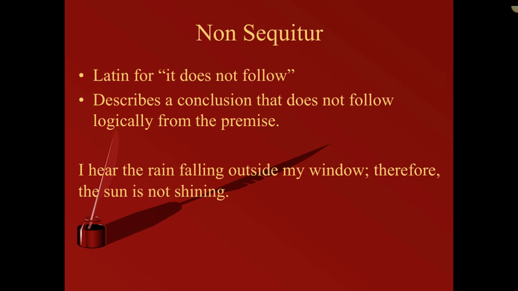Non sequitur. This is Latin for it does not follow. It describes a conclusion that does not follow logically from the premise. For example, I hear the rain falling outside my window, therefore the sun is not shining. This doesn't necessarily follow because there have been lots of times where we see the sun shining and it rains.